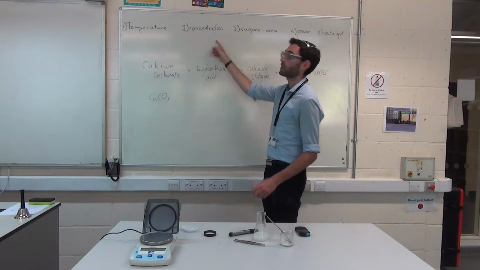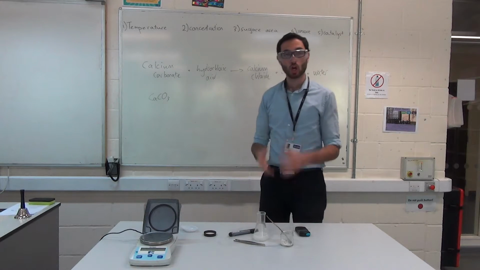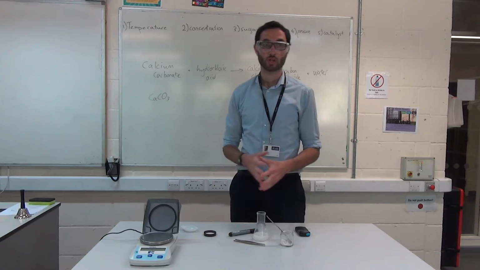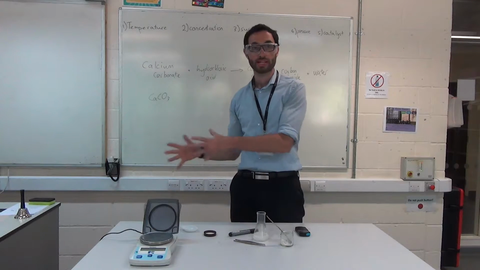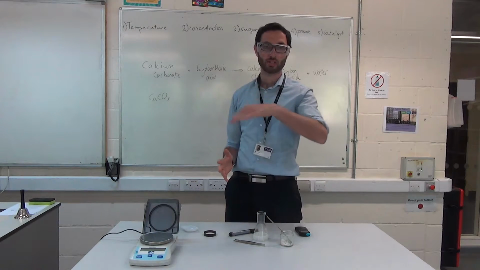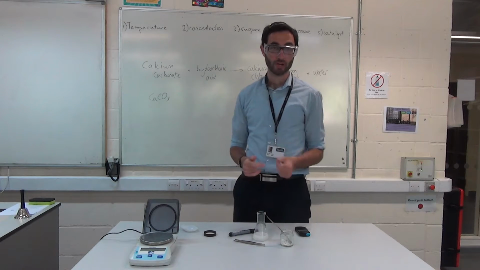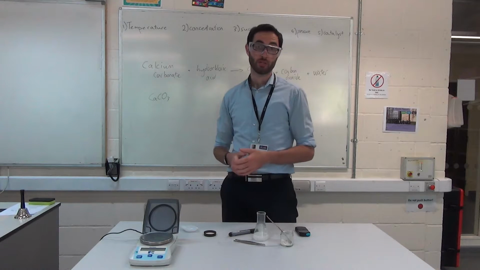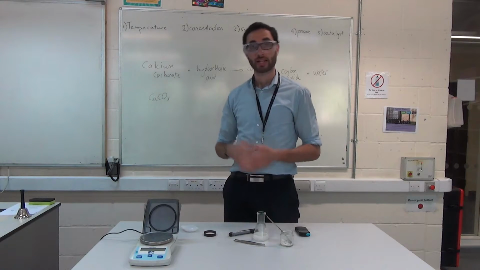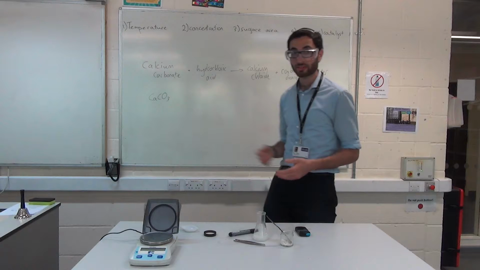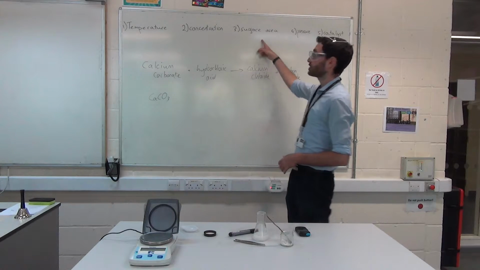Alternatively, I could change the concentration of the acid. I could say, right, well, I've started with acid which is a concentration of 0.5 moles per decimeter cubed. Don't worry too much about that unit, you're going to learn more about it later. But I started with acid that's concentration 0.5, now I'm going to do it with 1.0. And then I'm going to do it with 1.5, and then I'm going to do it with 2.0, or whatever concentrations I chose.